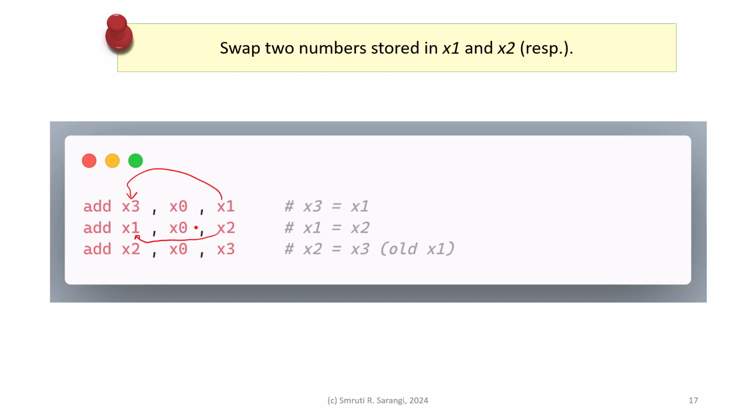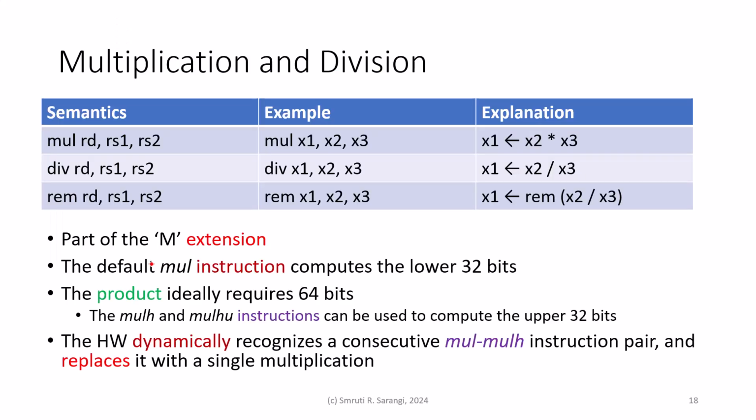Given that x1 now has the swapped value, it is time for x2. So x2 gets the old value of x1, which was stored in x3, and again using the same mechanism, the add mechanism, add with the 0 register, this is transferred to x2. So this is a quick and easy way of actually swapping the values in two registers. So let's continue our journey.